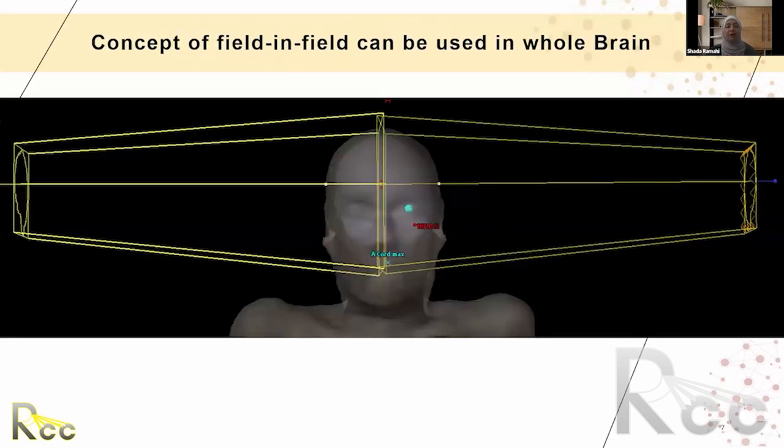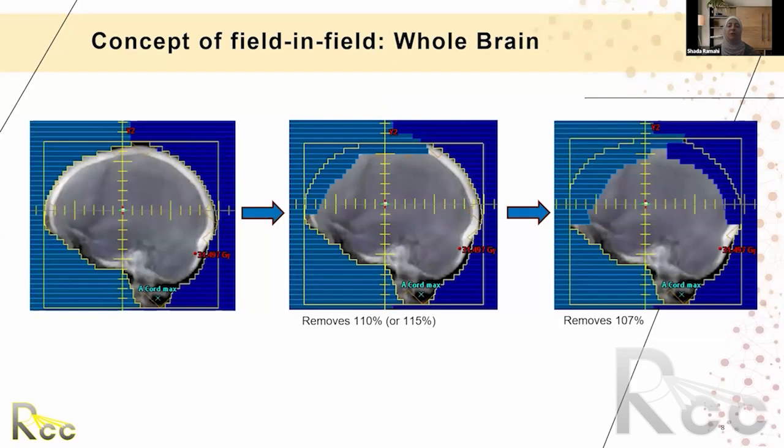To give an example, in our institution, we use the field and field technique for whole brain irradiation. As you know, the brain is not a perfect sphere. It's more of an elongated egg shape. And we're prescribing to midline. So the monitor unit is calculated to midline where the brain is thickest, but then we have the thinner parts of the brain. How do we handle that? So we do use the field and field technique for whole brain.